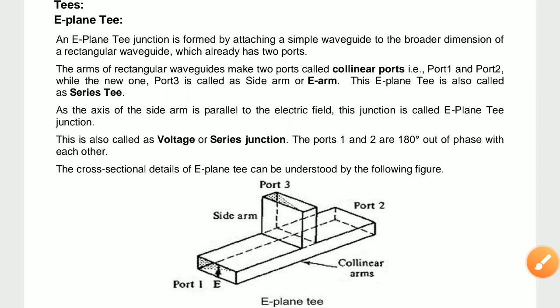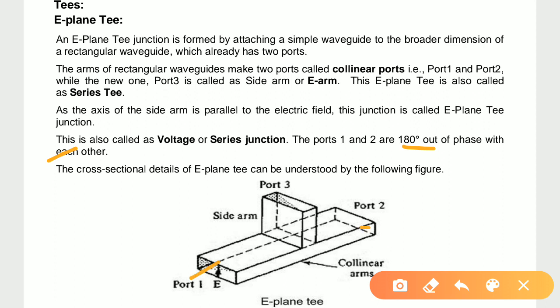The ports 1 and 2 are 180 degrees out of phase with each other. This is a very important point of this E plane T: port 1 and port 2 are 180 degrees out of phase. That means the signal incident at port 1 will be out of phase with the signal taken out from port number 2, so there is a phase shift of 180 degrees between these two signals.